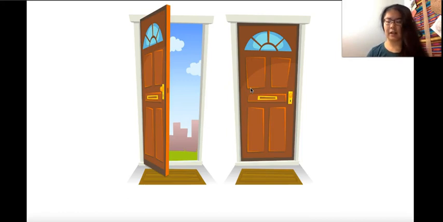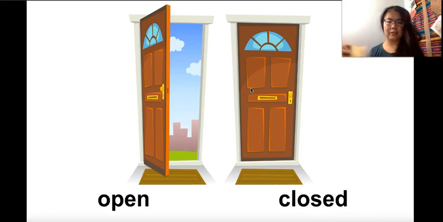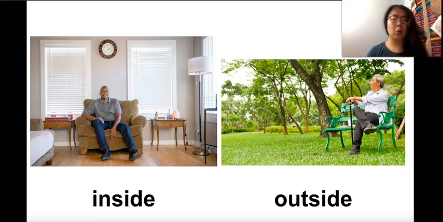Moving on, this was in our textbook. We have open and closed, right? The door is open, the door is closed. The book is closed, the book is open. Now, both of these people are sitting, right? So the opposite of sitting would be standing. But look at where they are.